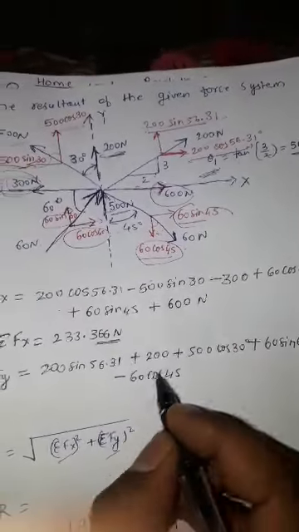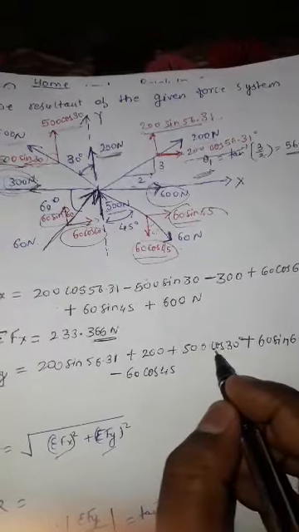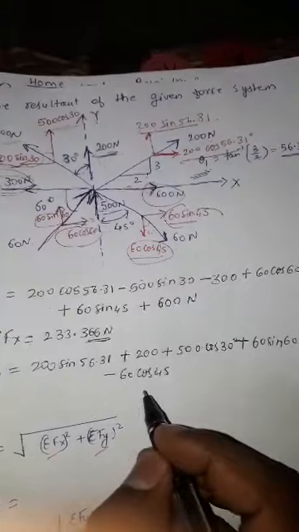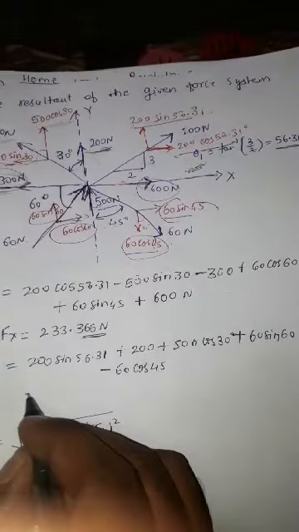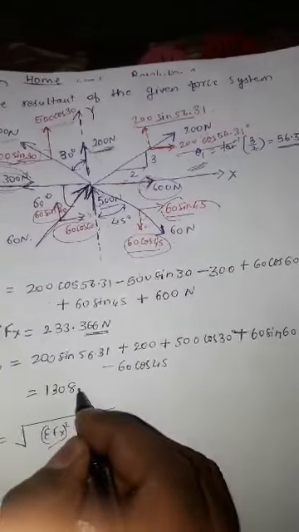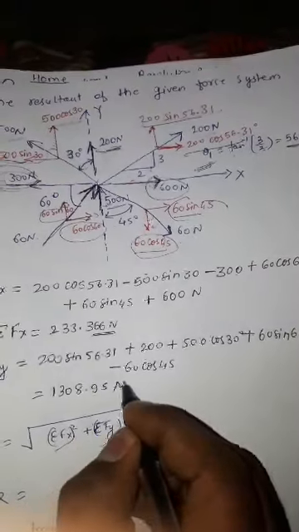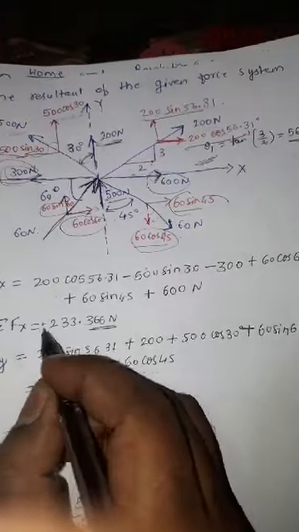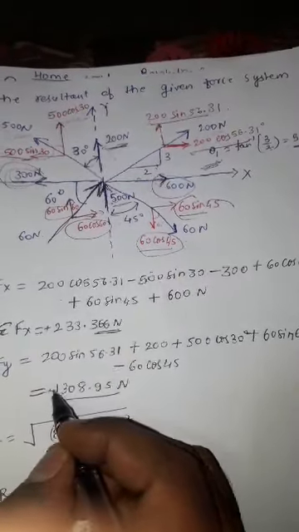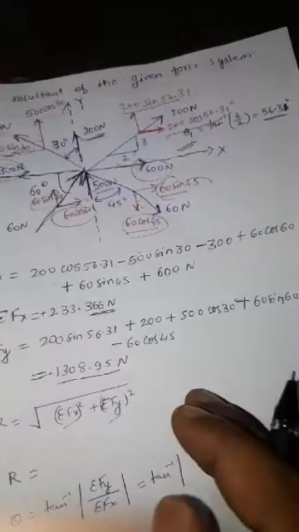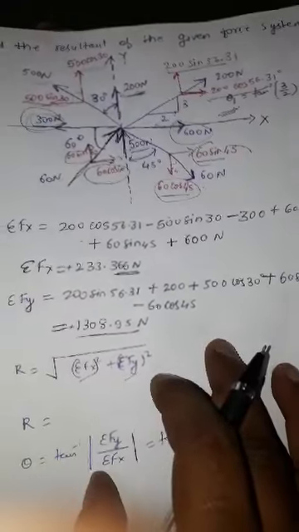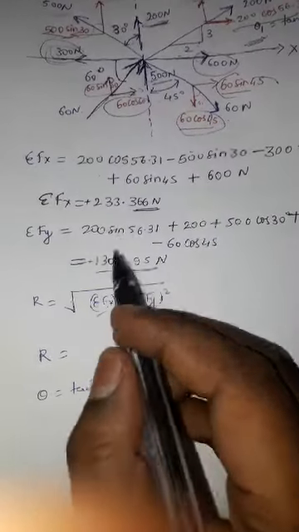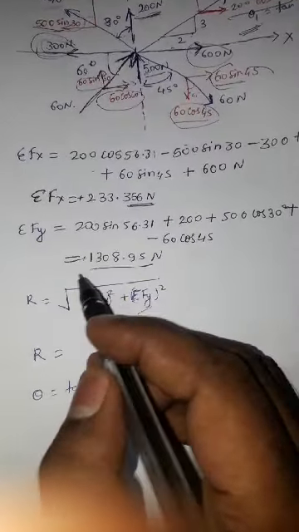So after doing the calculation of these forces, I will get the value of summation Fy as 1308.95 Newton. So both values have come positive here. I am going to use that concept while calculating the angle and representing the location of the resultant. Now summation Fx and summation Fy I have calculated. Now I am going to calculate the resultant.